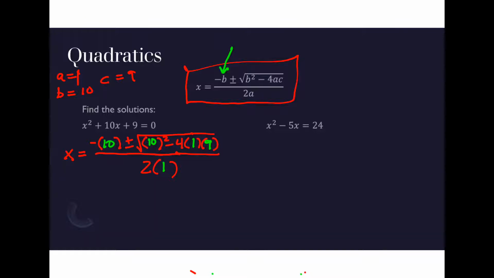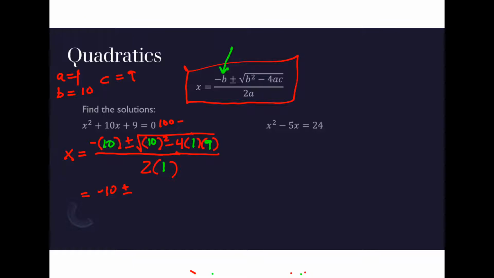So that does give me negative 10, which, looking at my final outcome there, is what I wanted, the opposite of b. b was positive 10, we end up with negative 10 out there. And then here I've got 10 squared. Well, 10 squared is 100. And then we're subtracting 4 times 1 times 9.